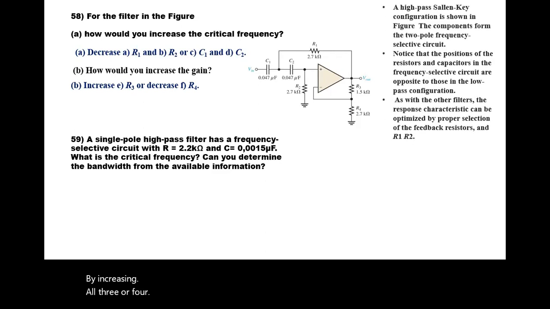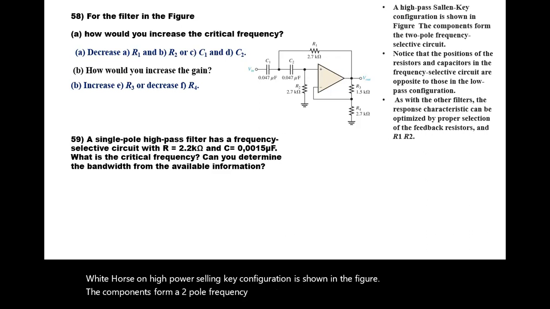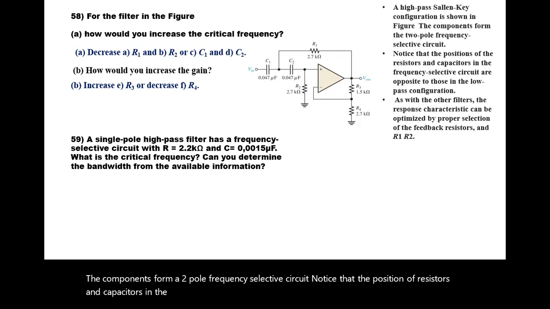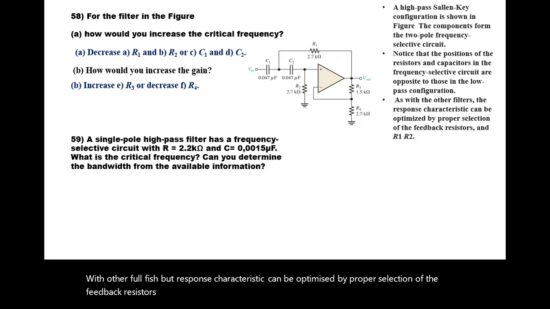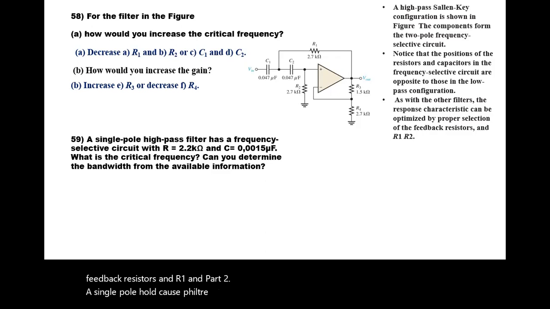Why? Because a high-pass Sallen-Key configuration is shown in the figure. The components form a two-pole frequency selective circuit. Notice that the positions of resistors and capacitors in the frequency selective circuit are opposite to those of a low-pass configuration. As with other filters, the response characteristics can be optimized by proper selection of a feedback resistor and R1 and R2. A single-pole high-pass filter has a frequency selective circuit with R1 equal to 2.2K, C 0.0015 microfarad.